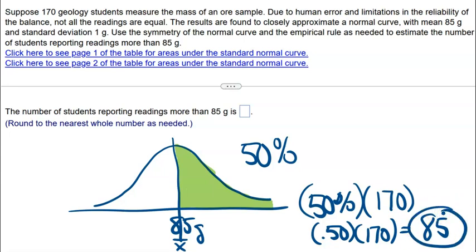I did not have to click on either of these. They give the table in two parts, part 1 or part 2, and it just depends on where your data is on the table which one you need. So I always open the first one and scroll through, then open the second one if I need it. But this one I didn't need it because it said more than 85 grams, and we already know the X bar is 85 grams, y'all. So that handled the question right there.